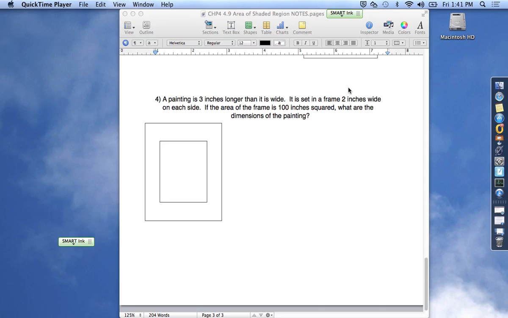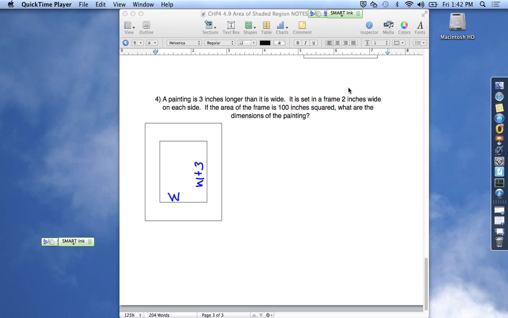Let's at least discuss setting up the second. A painting is 3 inches longer than it is wide. It is set in a frame that's 2 inches wide on each side. If the area of the frame alone is 100 inches squared, what are the dimensions of the painting? So I'm going to set this one up for you, and then I'm going to ask you to solve it on your own. So the painting on the inside is 3 inches longer than it is wide.